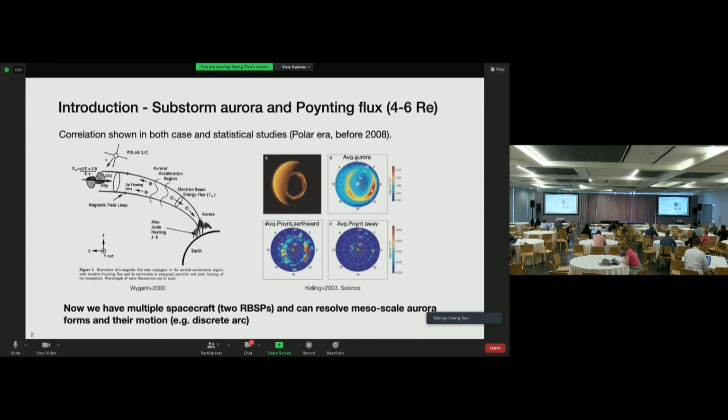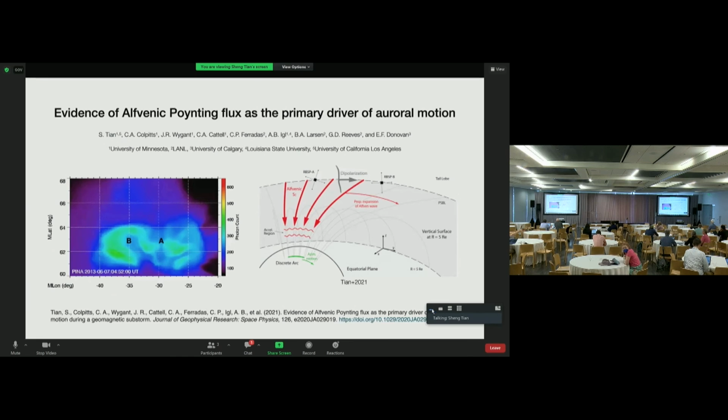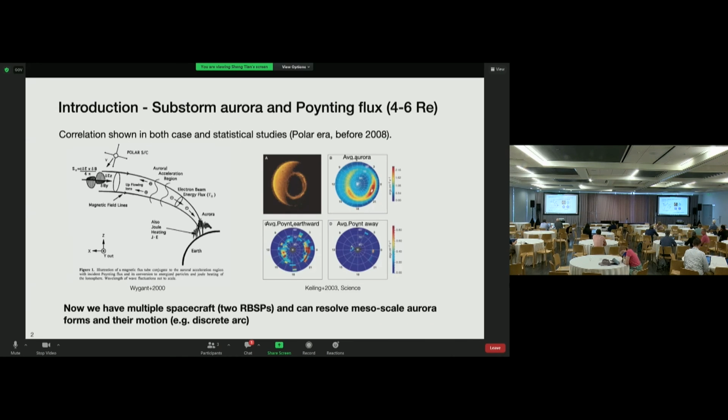All right, so just to check, we stopped here, right? We stopped at the second slide here. That's fine. Okay, yeah. So just a brief introduction here, and the interesting thing in the statistical study on the right is that if we look at the polar Poynting flux, most of them are earthward.